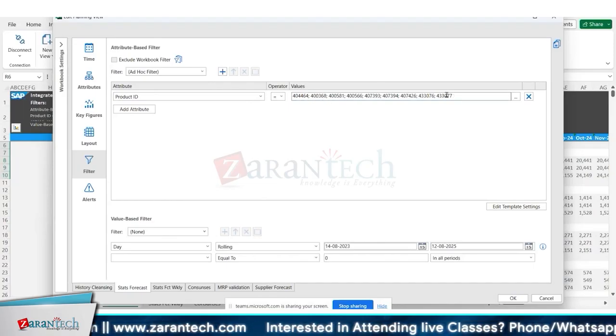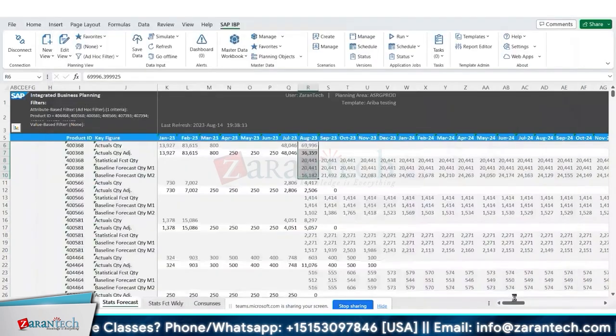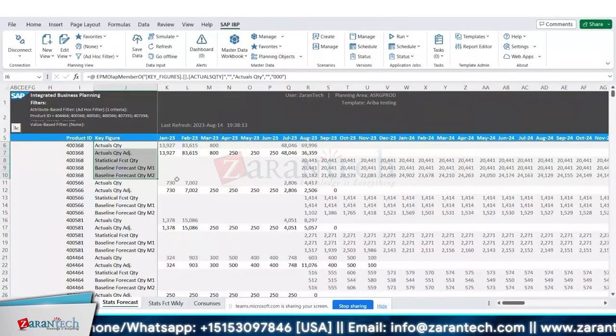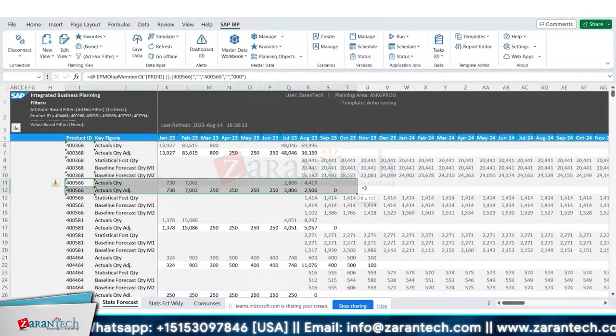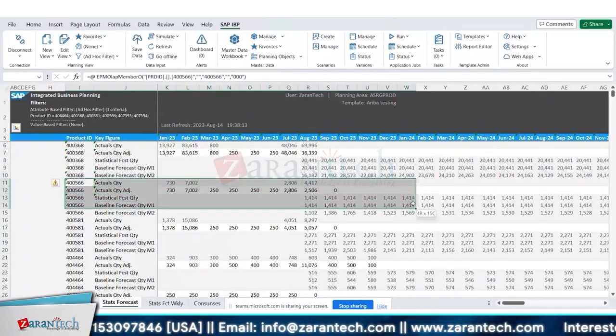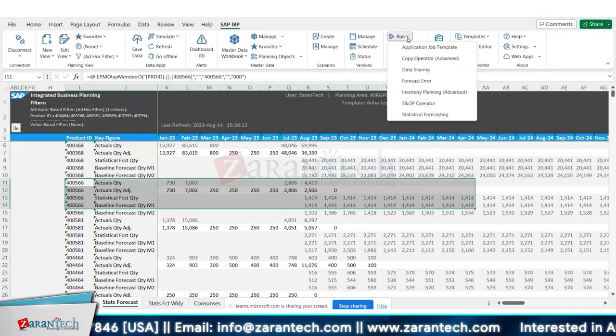These are the same set of numbers provided, and I added one more, 404464, because I found a good amount of data in it, while the rest of these products have a good amount but not the best data to calculate. So I click OK, and you see these kinds of reports, right? Yes. I don't have information for statistical forecasting, but yes, I have the rest. That's correct. Now just click on this run.